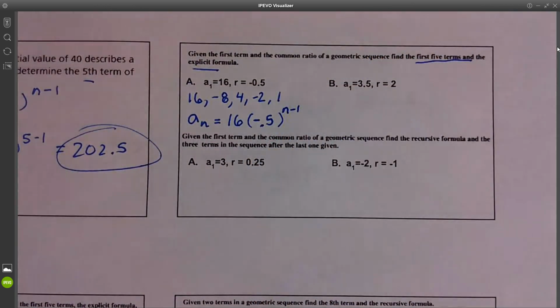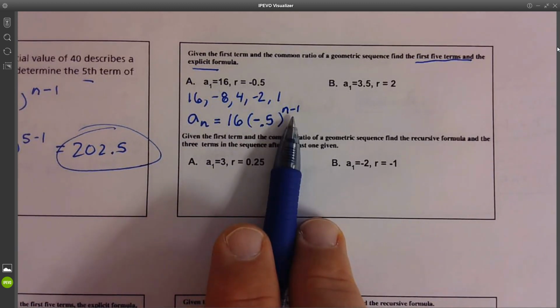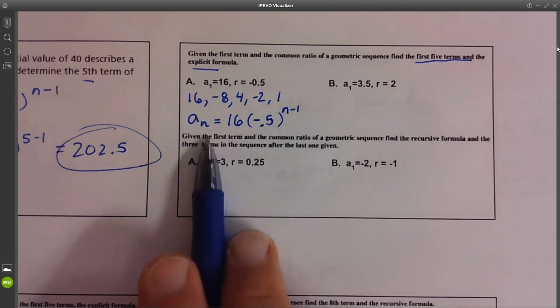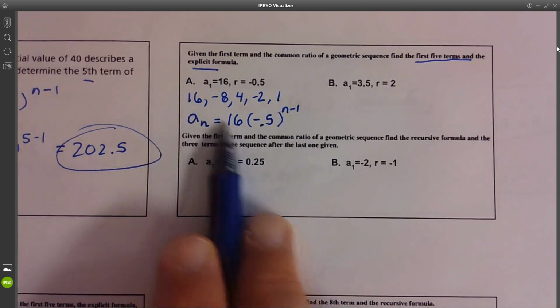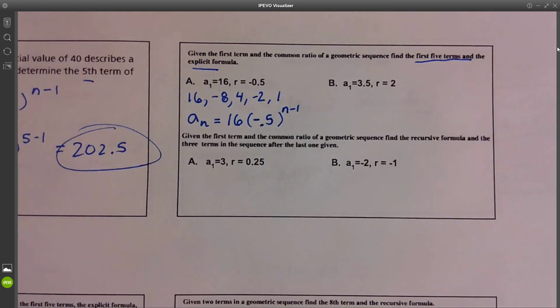N minus 1. Again, I like to plug in 1 just to make sure that my brain's working right. If I plug in 1 here, that becomes 0. That becomes 1, and that does give me that first one, which is 16.